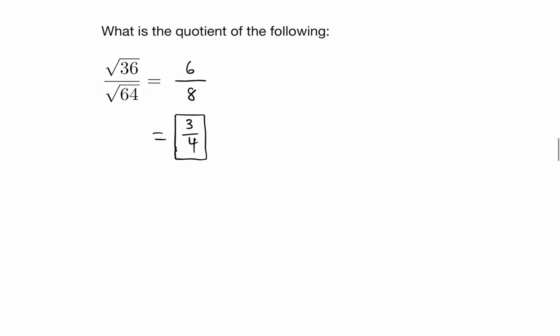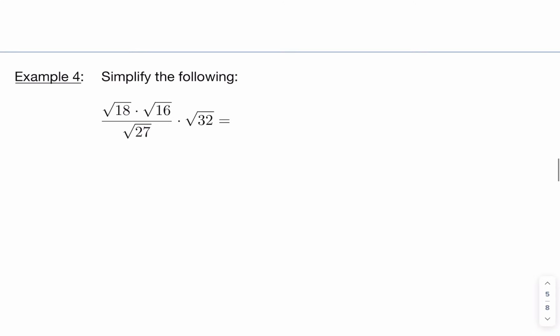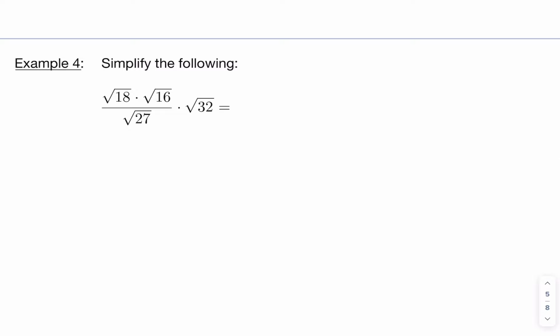All right, so let's go ahead and move on to example number 4. Okay, here we've got a bunch of things going on. Okay, our level of difficulty has just gone up. We have the square root of 18 times the square root of 16 divided by the square root of 27 times the square root of 32. Okay, so what we're going to do is find factors of each of these components and then put them together.